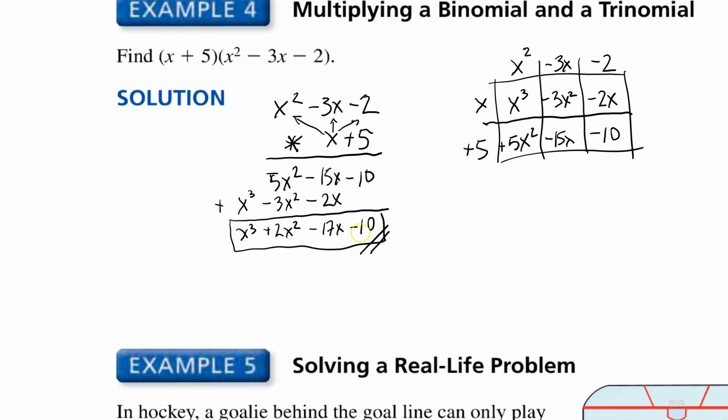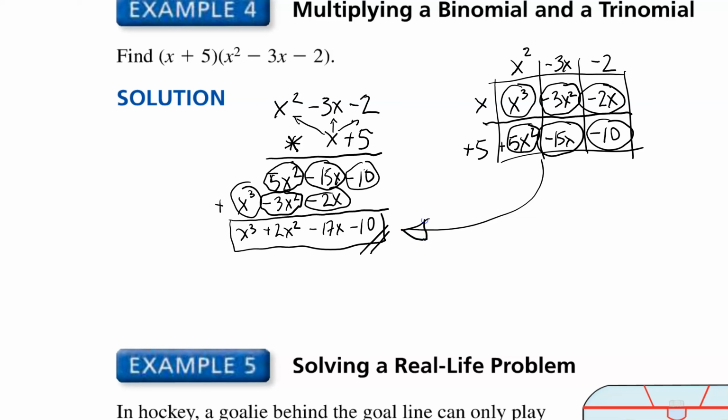And it's just like over here. Here we've got x cubed. Here we have x cubed. Here we have 5x squared, here we have 5x squared. Here we have negative 3x squared, and we have it here as well. Negative 15x, negative 15x, negative 2x, negative 2x, and negative 10, negative 10. So all of the products are still there. We just need to then add them, combining any that are like terms, and so we would get the same answer.